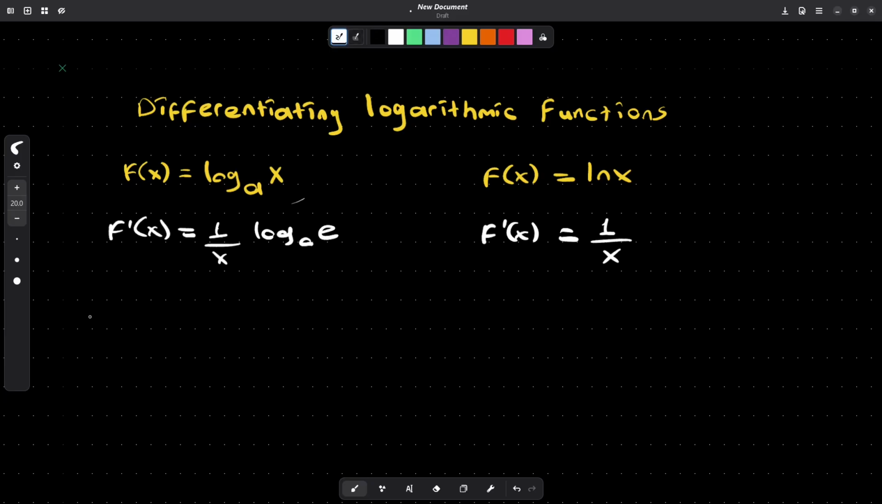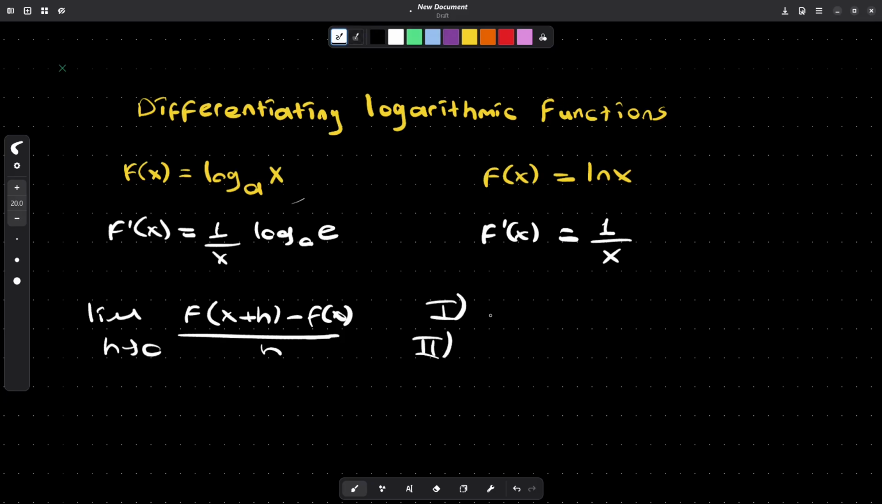Let's start for those who want to learn more. We will use the limit definition we have. What was it? The limit of f(x plus h) minus f(x) over h as h approaches 0.